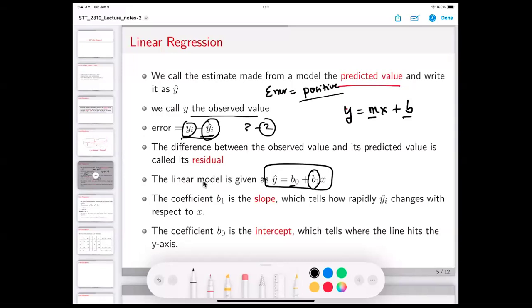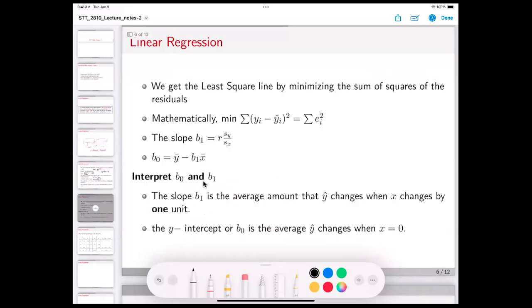Is that okay? Good. So now that we have this foundation, we are going to talk about how to estimate the coefficients of the regression line. So remember, the line of best fit. We get the least square by minimizing the sum of squared residuals. There is a homework problem on this. So the least square idea is trying to minimize the sum of square residuals. Mathematically, we are trying to minimize it.